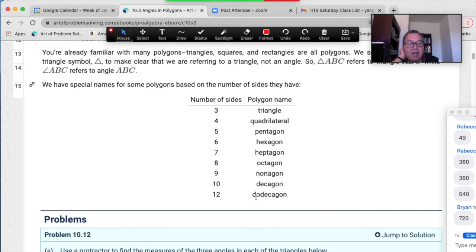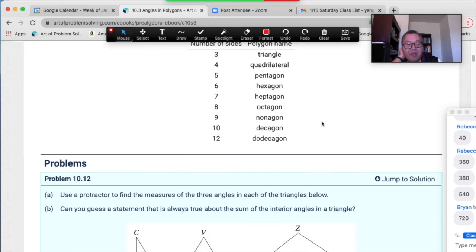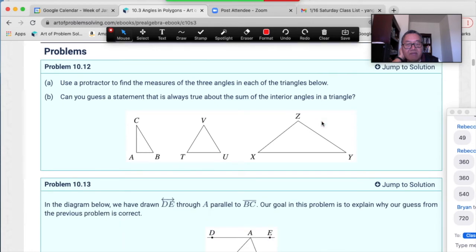12, that's a dodecagon. Okay, so I think the first 1, 2, 3, 4, 5, 6 are very important. You need to know their names. Okay. Now let's see some example problems.